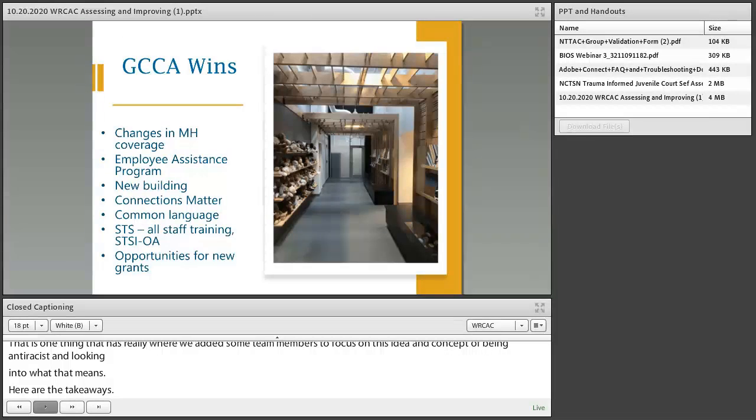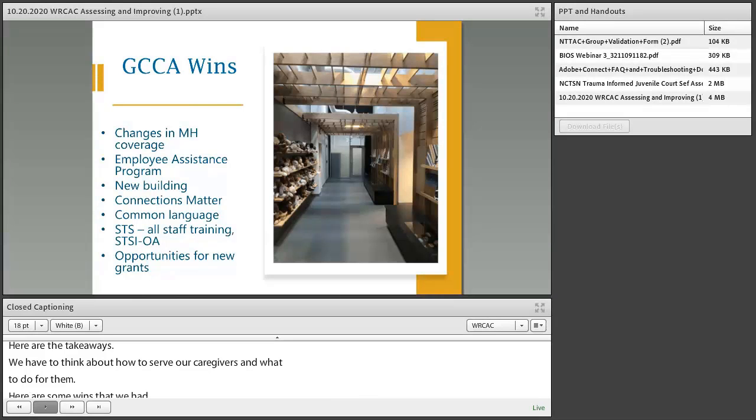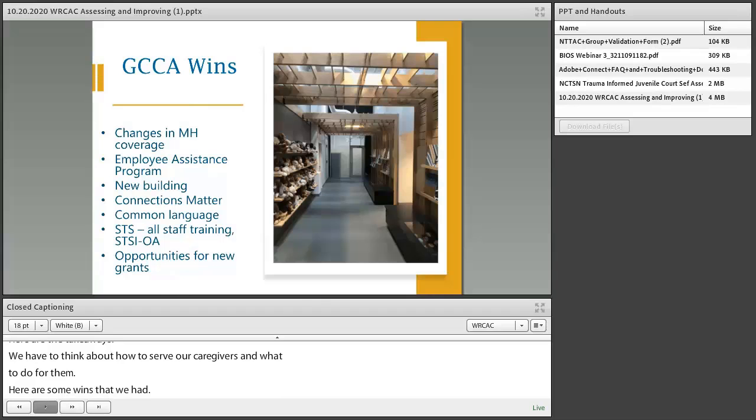So I'll just share quickly a couple of wins we've had. We've got new mental health coverage, which means our copay for going to therapy is a lot cheaper. We have an employee assistance program. We've got a new building, our Connections Matter training. Again, a lot of these I've already mentioned. This is our Hall of Hope in our new facility, so that's where our bears now live. And it's where kids can also leave messages and painted rocks.